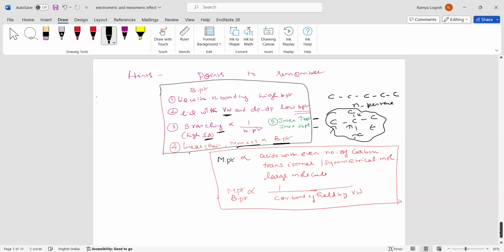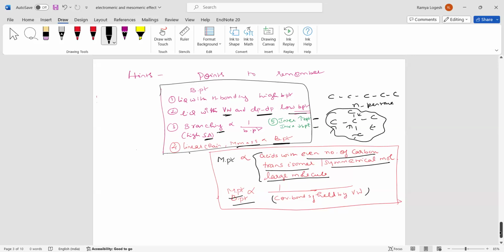Liquids with van der Waals force and dipole-dipole moments have a low boiling point. With respect to melting point, again, you should remember that if they have van der Waals or covalent bonding, their boiling point or melting point will be lower only. Going with acids with an even number of carbon. If it is an acid with an even number of carbon, if it is a trans isomer, if it is a symmetrical molecule, if it is a large molecule, in all these cases, the melting point will be more.